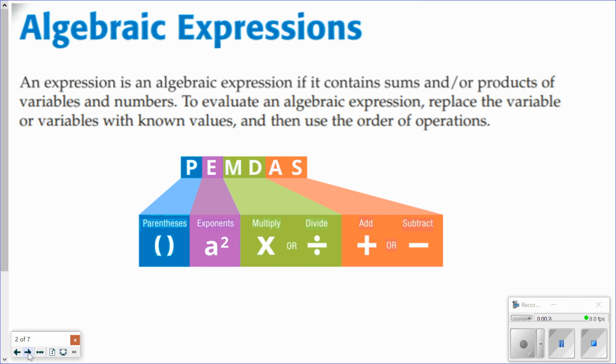An expression is an algebraic expression if it contains sums and/or products of variables and numbers. To evaluate an algebraic expression, we're going to replace the variable or variables with the known values and then use the order of operations. Hopefully you remember the order of operations: parentheses first, then exponents, multiplication or division, subtraction, or addition.